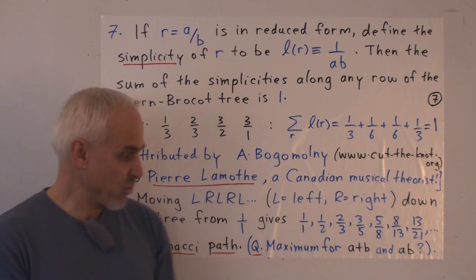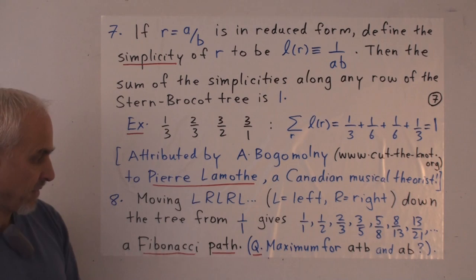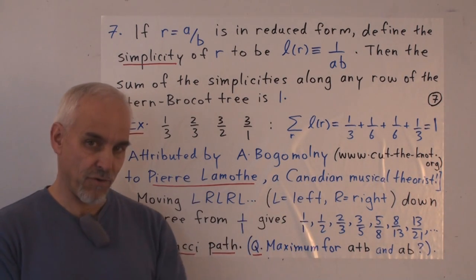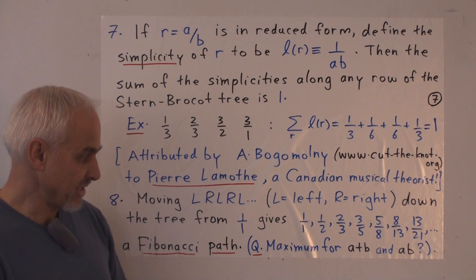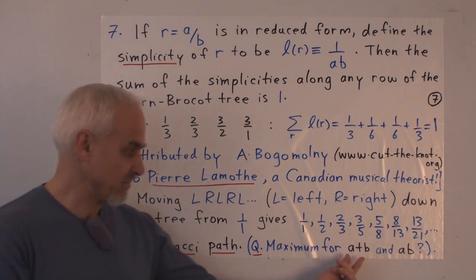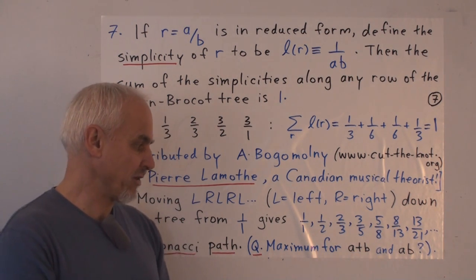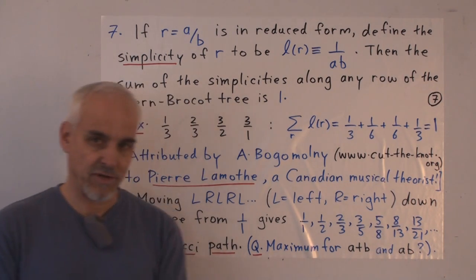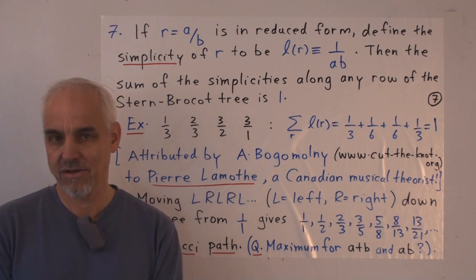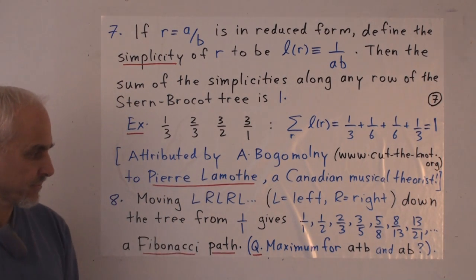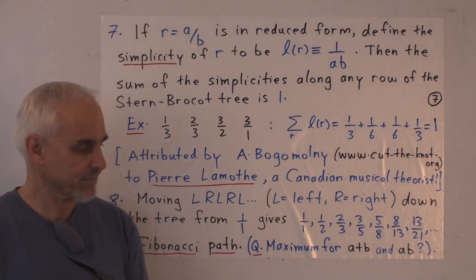So maybe some of you can check this out for me and see if this is true. If you go down further in this tree, is it still true that if you go along any row, the ones with a maximum sum of numerator and denominator, or maximum product of numerator and denominator, are always in this Fibonacci path, or its reciprocal? And can you prove it if it's true?